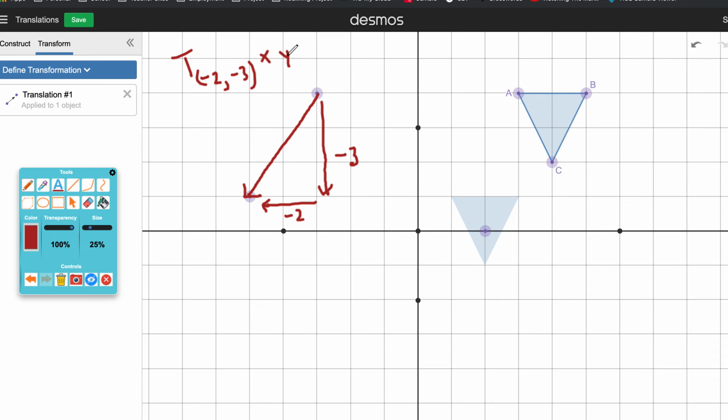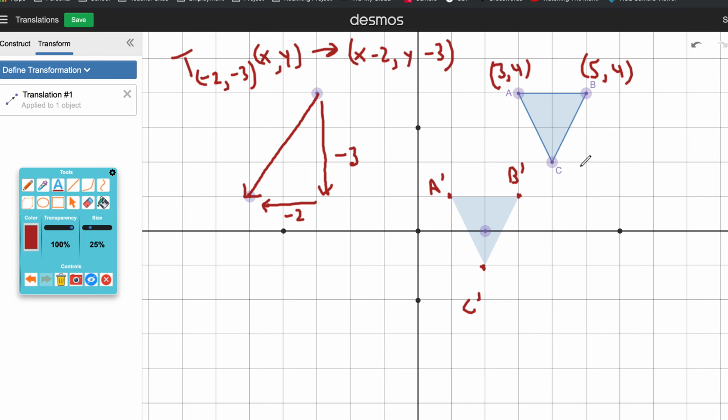And if we did that to (x, y), each point would become (x minus 2, y minus 3), right? So let's label this A prime, B prime, C prime. Well, what is the coordinate for A? That looks to be (3, 4), and this would be (5, 4), and of course this was already (4, 2).